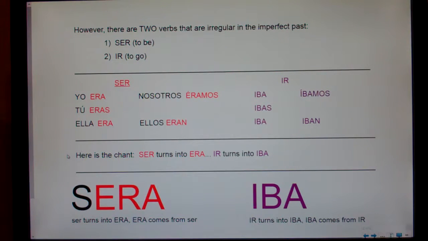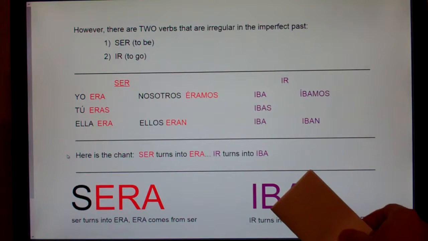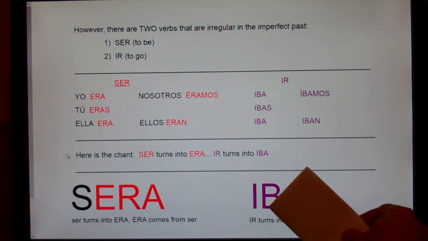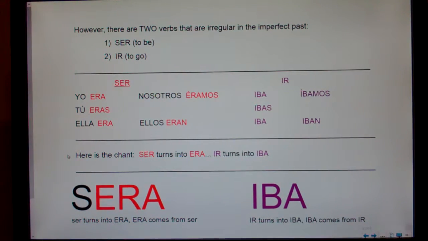Now let's look at ir. See how that kind of looks like the verb ir, to go? Ir turns into iba. Iba comes from ir. Your turn. Ir turns into iba. Iba comes from ir. Now, if I were really good with technology, there's probably a more graceful and eloquent way to do that. But I think it's a good point.